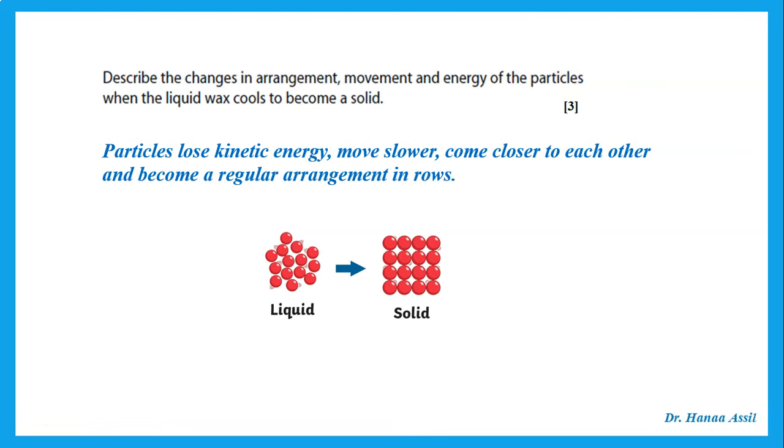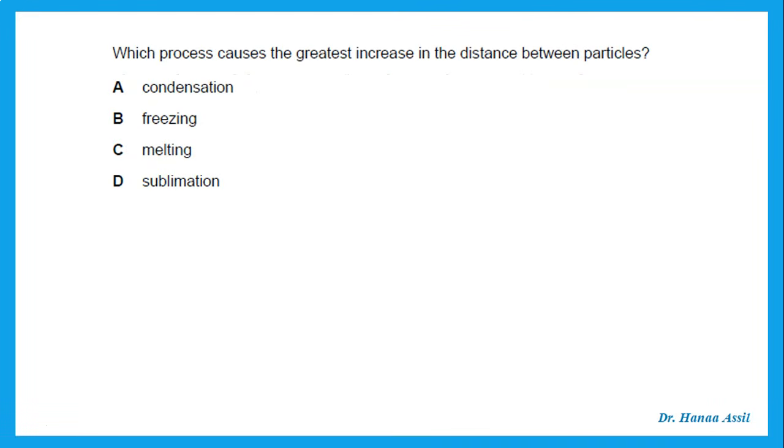So this is how you explain, and please notice that you need to explain each part of the question: arrangement, movement, and energy of the particles. So they lose energy, you're cooling it. You're cooling a liquid to a solid. They lose energy, so that's the change in energy. They move slower and they come closer to each other and become regular arrangement in rows.